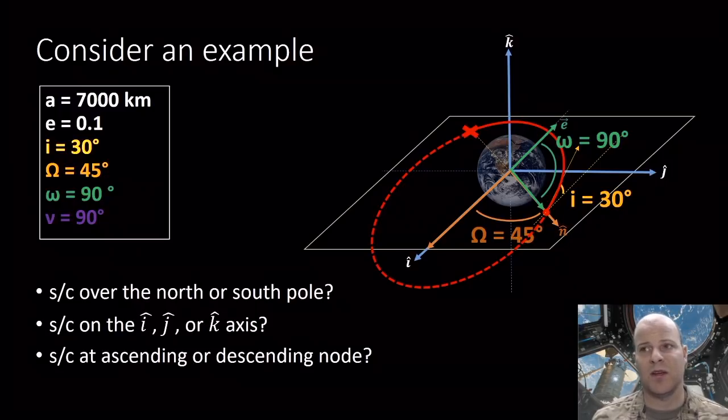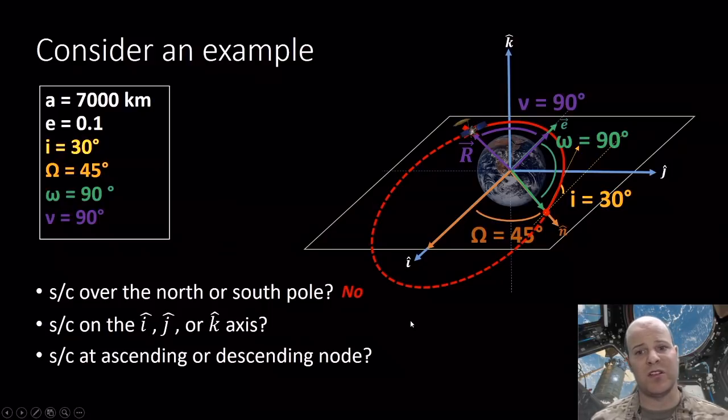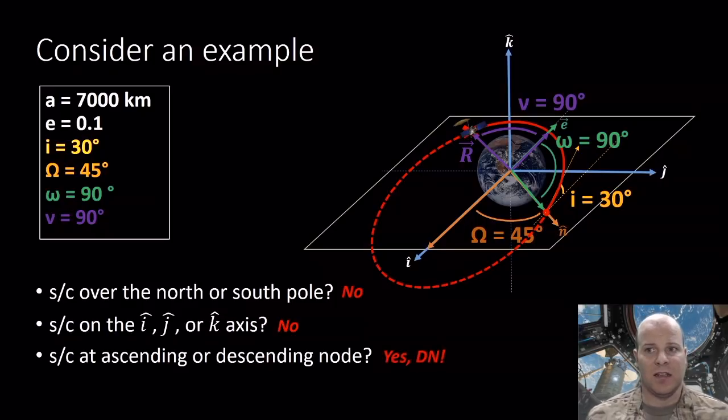The last thing we need is to picture where our satellite is, and that's the angle between E and R. In this case, it's 90 degrees. So the angle between E and R, that means our spacecraft must be sitting right here, which is on the equatorial plane, and also at the descending node. So we could ask you questions. Is the spacecraft over the North or South Pole? No, it's not. Is the spacecraft on the I, J, or K axis? No, that's not. The I axis is here, the J axis is here, and K is going straight up to the North Pole. It's not there. Is it at the ascending or descending node? Yes, it is. It's actually at the descending node.